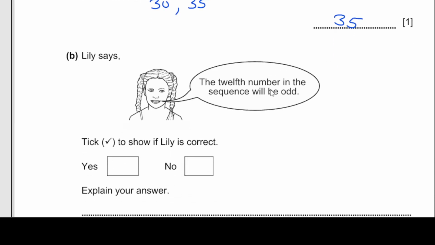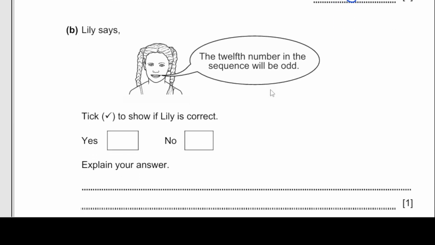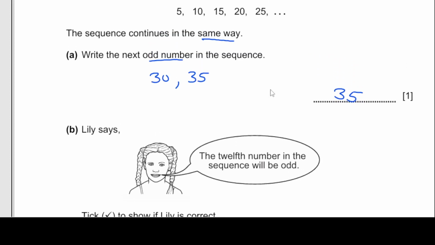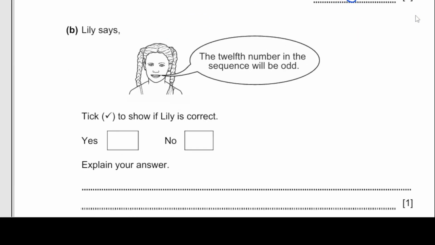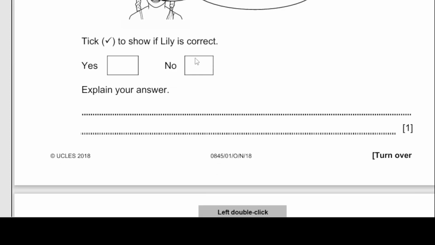Now Lily says the 12th number in the sequence will be odd. So we need to see is she correct or not. So for the 12th number, so there are 5 numbers. The next numbers are going to be 30, 35, 40, then 45. Just take a difference of 5, then 55 and 60. So 60 is the 12th number, which is not an odd number. So she is not correct. We will say that 60 is not an odd number, right?